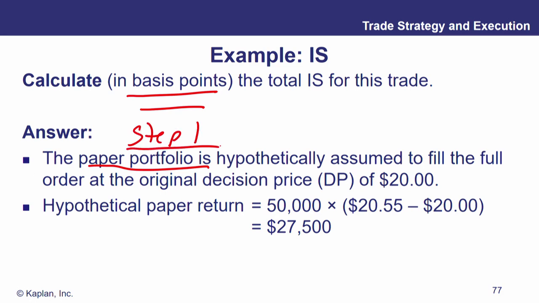Okay, what are you going to do? Well, we had a decision price of $20. I was going to buy 50,000 shares. The closing price was $20.55. The decision price was $20. The 50,000 were the number of shares. That day in the hypothetical portfolio, I would have made $27,500. Okay, so that is not the implementation shortfall answer. That is just the hypothetical paper return. I should have made $27,500.